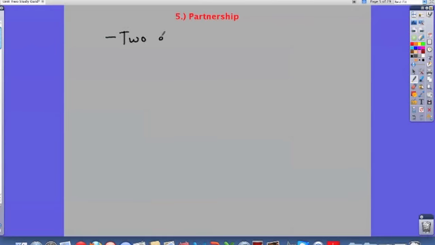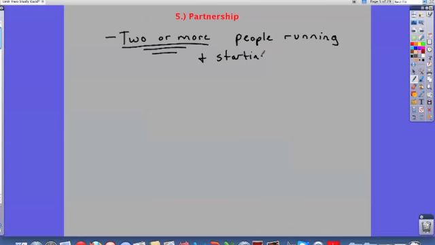Second type of business is a partnership. Okay, a partnership is when two or more people, key being two or more. It can be more than two. It can be 3, 4, 5, 20. Basically, all it is is two or more people running and owning a business. Okay, they start it, they run it all by themselves. This business is not incorporated. That's what makes it not a corporation. Stock is not sold in a partnership.